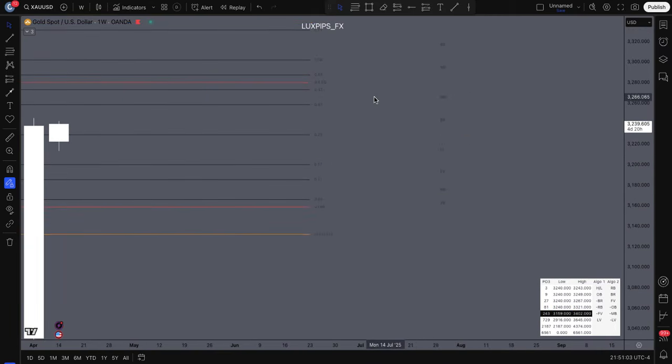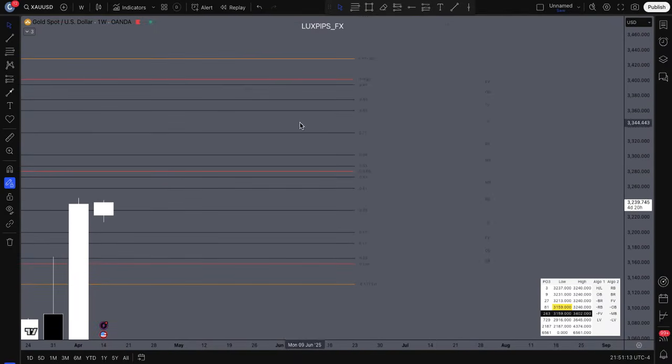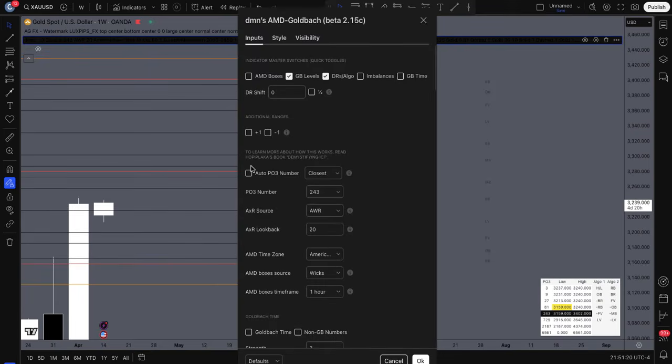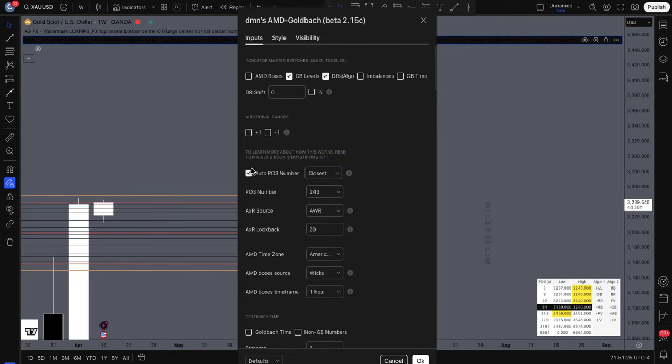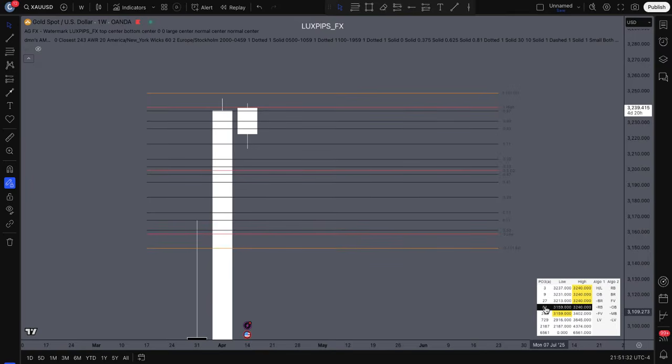So, how do you find the current Goldbach dealing range? When you go to your indicator, it's the first method. Just click on the auto PO3 number and put it on closest. It will put on the closest Goldbach that is being used. So as you can see, I put it on right here, right? The 81 is being used. You can see how the high is being respected.